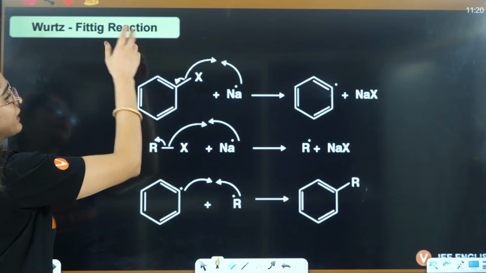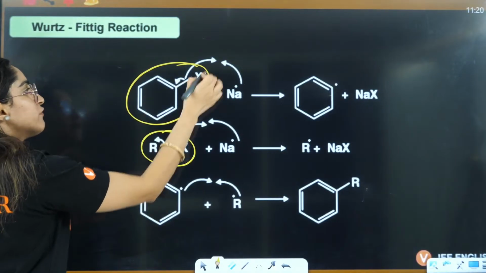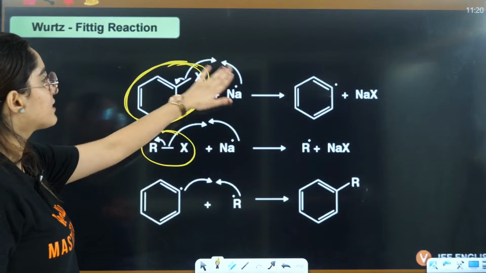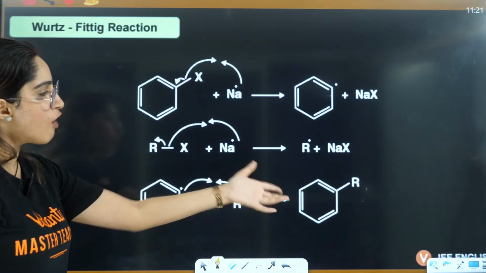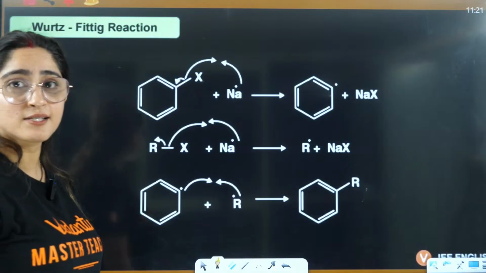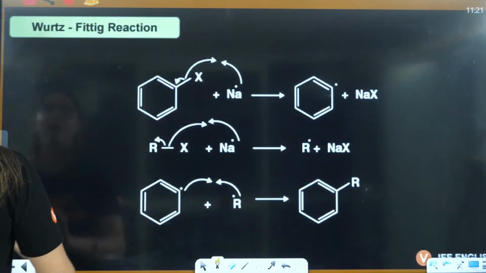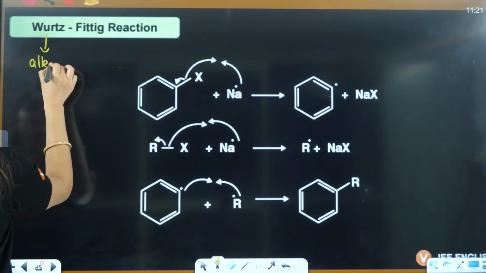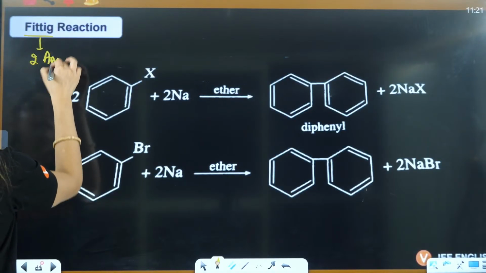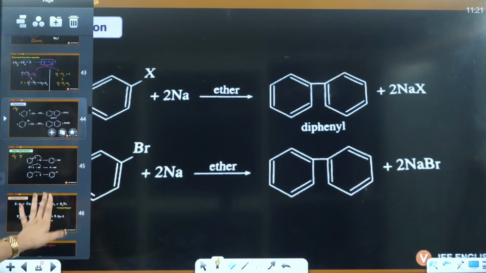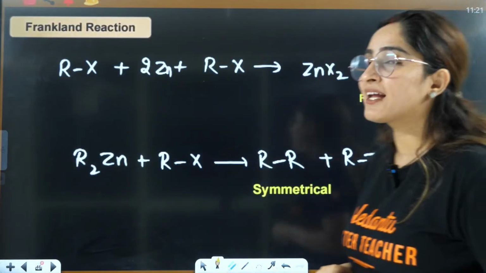Achha, what about the Wurtz-Fittig reaction? In the Wurtz-Fittig reaction, you will have one alkyl part and one aryl part. Again, from that free radical mechanism, you will have the formation of a compound in which, on benzene, you will have an alkyl chain, okay? So this is your Wurtz-Fittig. What you have to remember: Wurtz means alkyl part, Fittig means aryl. This is how I remember. In Fittig, you will have two aryl groups and biphenyl is formed, and in Wurtz you will have two alkyl parts, okay?